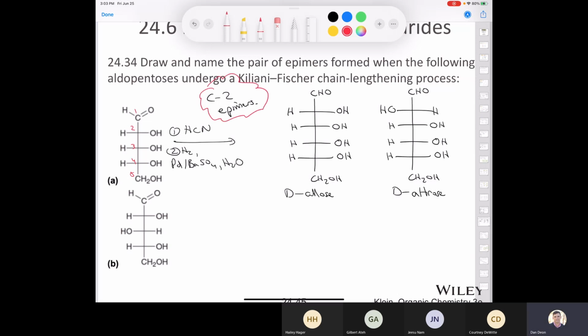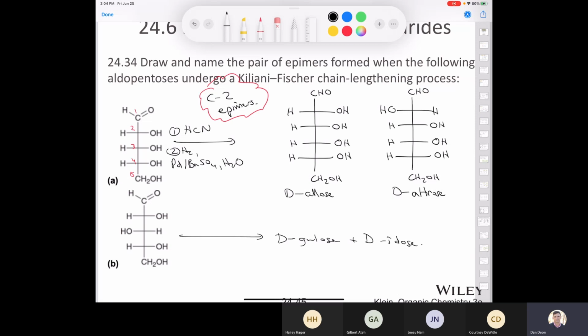And the next one, we have another pentose. I'm just going to skip this one because I'm running out of space here. But you end up with D-gulose and D-idose. So I'll give you that one to try on your own.